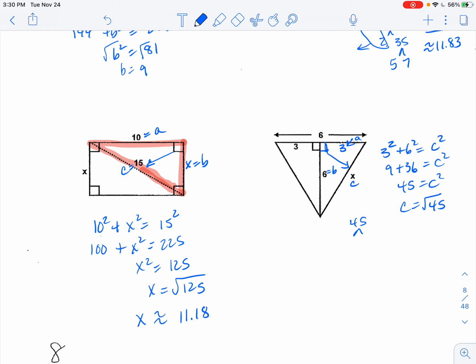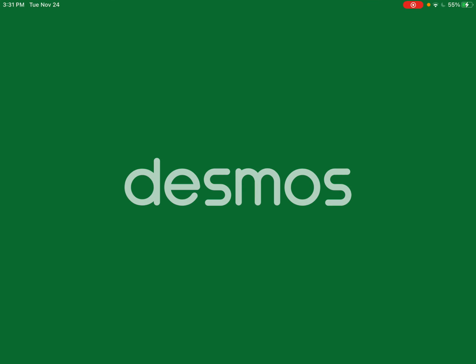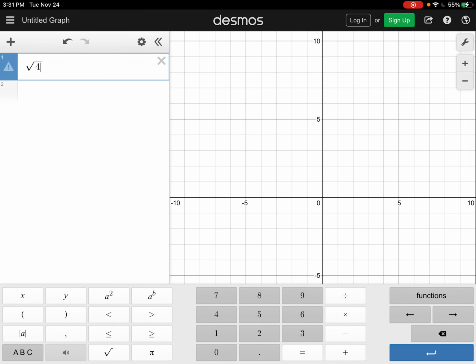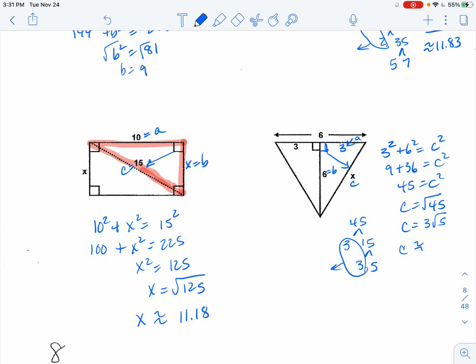If I were to do a factor tree, it's easy on this one. Let's see, 3 and 15, 3 and 5. And so I have a 3 that comes out. So C is also equal to 3 roots 5. And C is approximately square root of 45, 6.7. All right, and that does it for our notes for today on Pythagorean triples and applications.